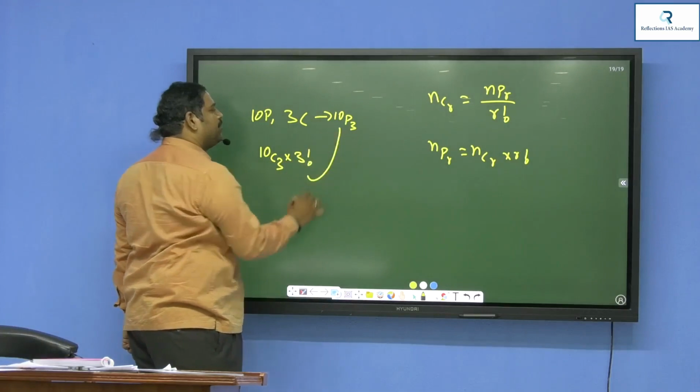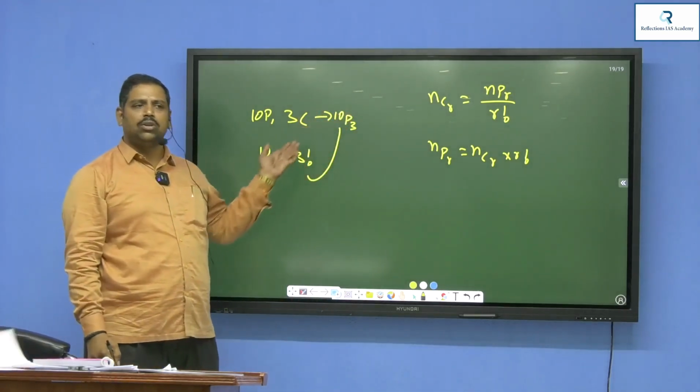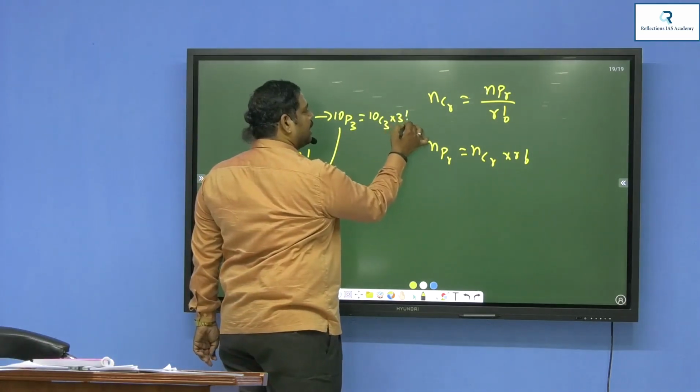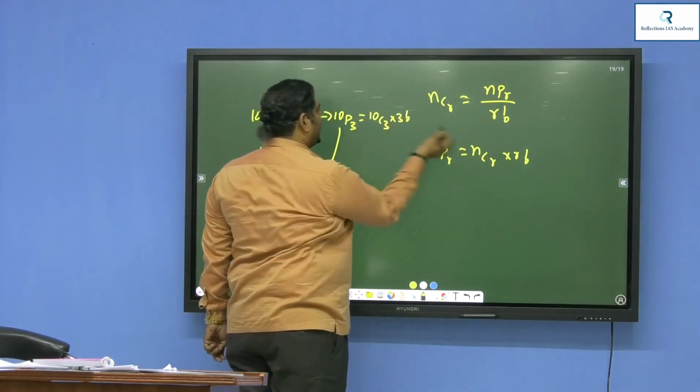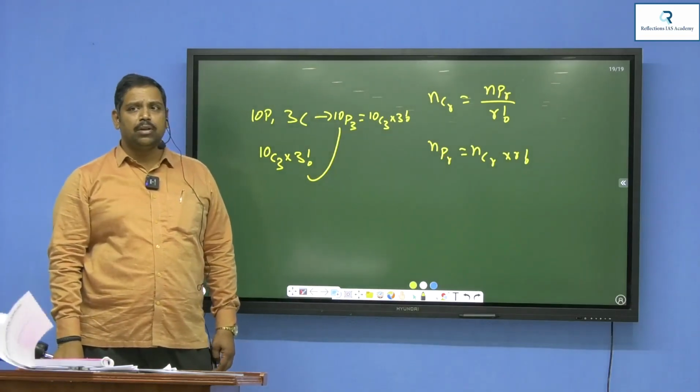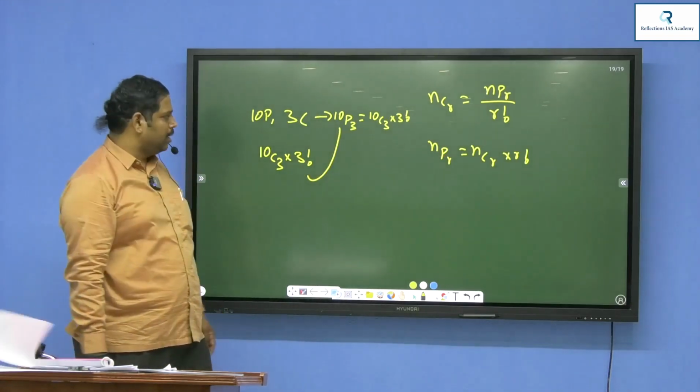Now tell me, both are same or different? 10P3 is equal to 10C3 into 3 factorial. Yes or no? nPr is equal to nCr into r factorial. Yes, it is. Do you understand the two-step procedure? Say it loudly. Okay, good.